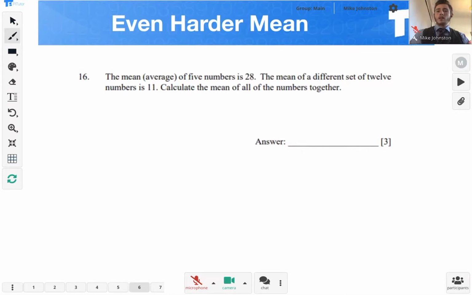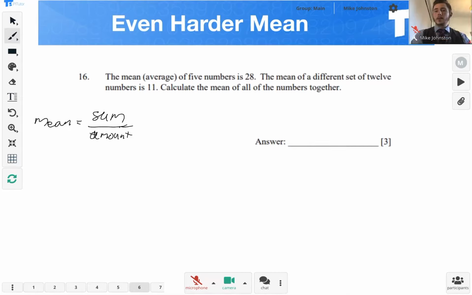So we know that to get the mean, we use the sum of all the numbers divided by how many, which I think now we'll call total, or maybe we'll call it amount, the amount of numbers. So the sum of all the numbers divided by the amount of numbers.